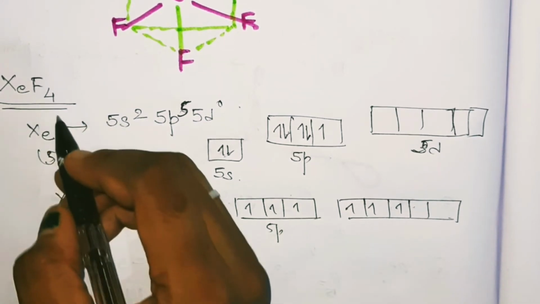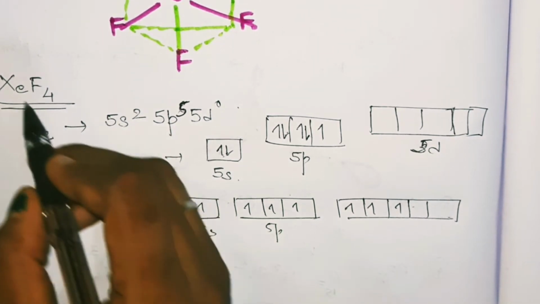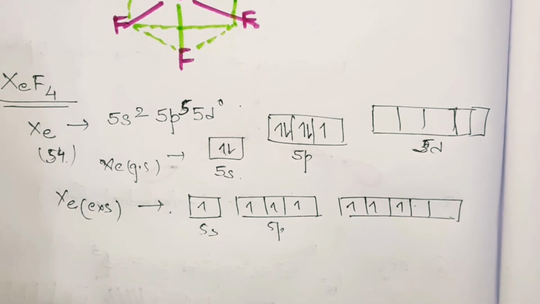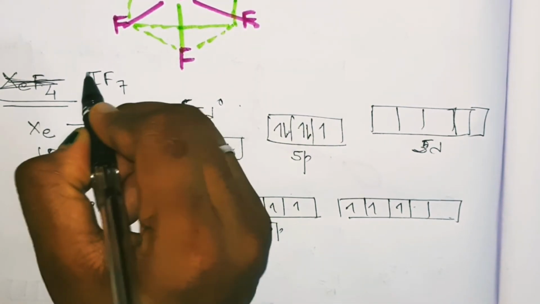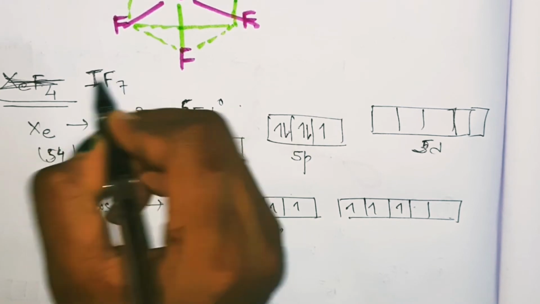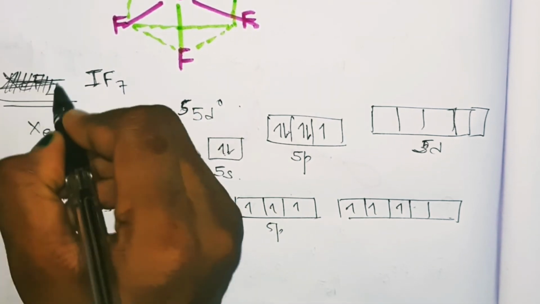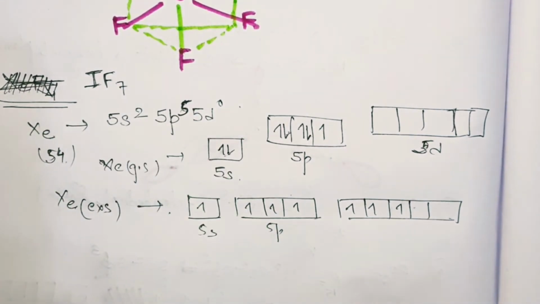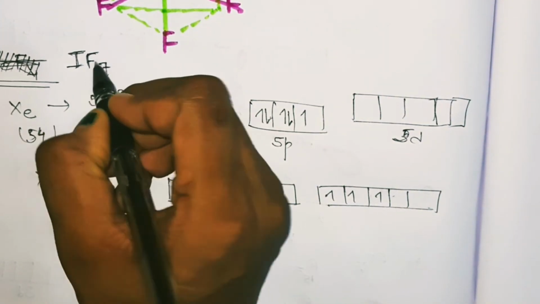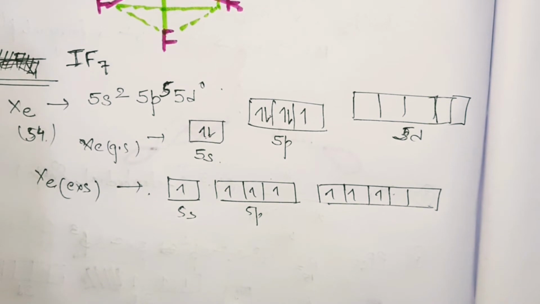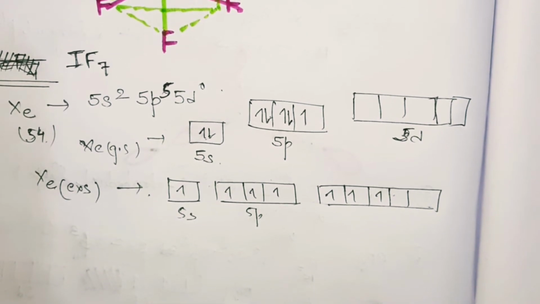Sorry, I am not doing this one. I am doing IF7. This xenon one I will show in the next video with the exceptions, not with this one. Now we are going for the true spatial arrangements of those molecules. When we go for the exception ones, that time we will show you xenon, XeF4.